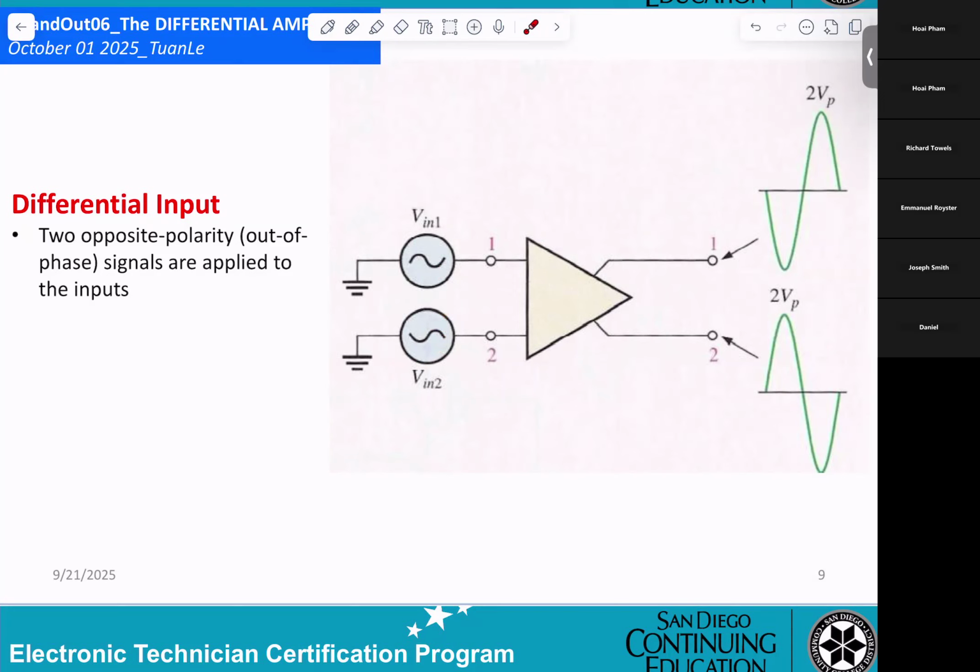Question: what happens if it's the same thing? What if both of them are the same way? It's like something is going to blow up. I know. No. We'll see.